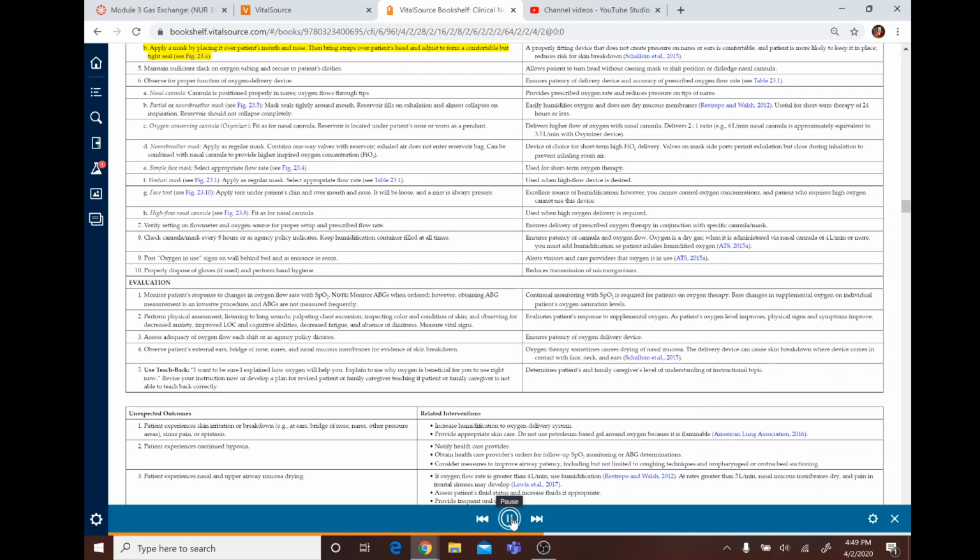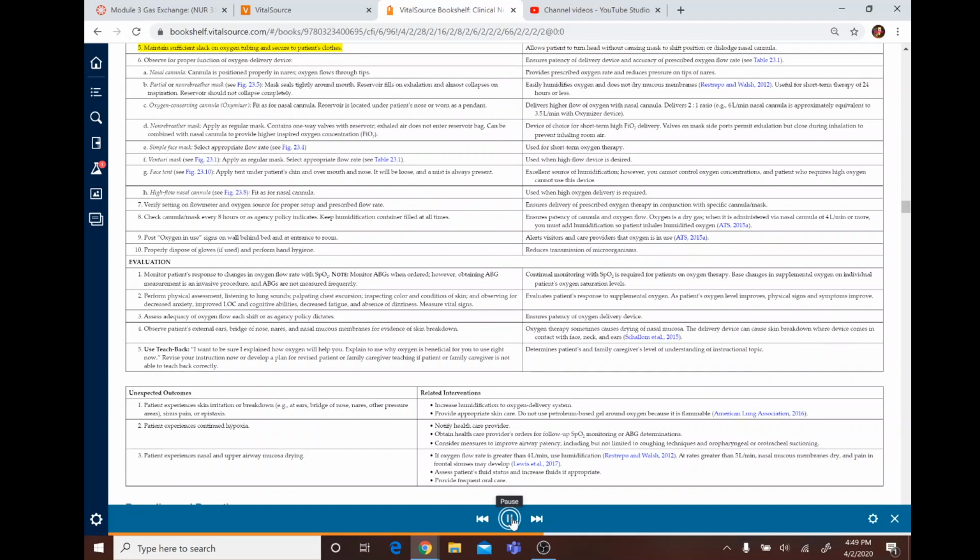B. Apply a mask by placing it over patient's mouth and nose. Then bring straps over patient's head and adjust to form a comfortable but tight seal, see Fig 23.4. A properly fitting device that does not create pressure on nares or ears is comfortable, and patient is more likely to keep it in place; reduces risk for skin breakdown, Shalom et al., 2015. 5. Maintain sufficient slack on oxygen tubing and secure to patient's clothes. Allows patient to turn head without causing mask to shift position or dislodge nasal cannula.